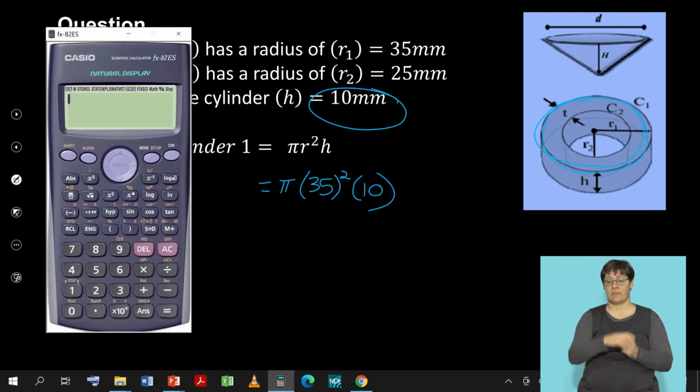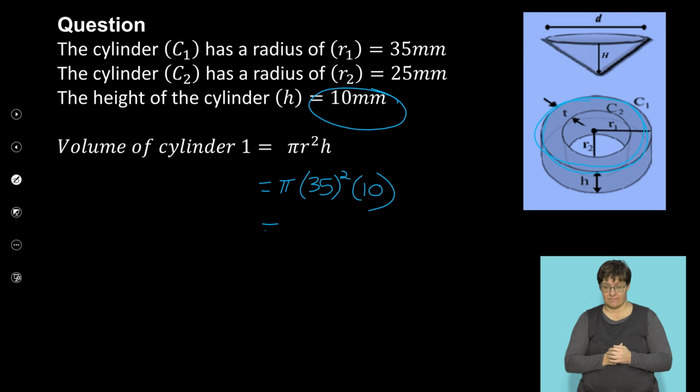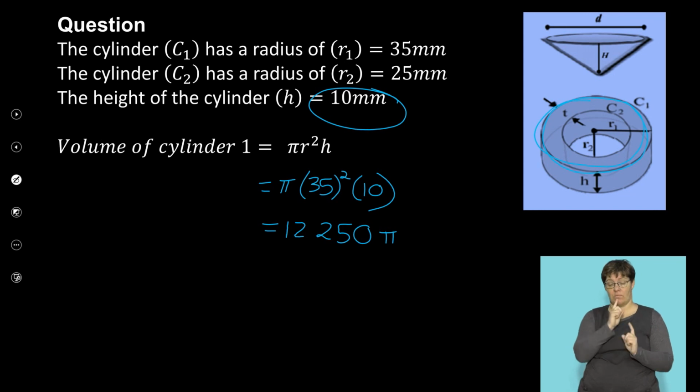So this is cylinder 1, so I'm now going to plug this all into my calculator. So it's pi r squared, which is 35 squared, multiplied by my height of 10, which is going to give me 12,250 pi. Cool, so that is the volume of cylinder 1.